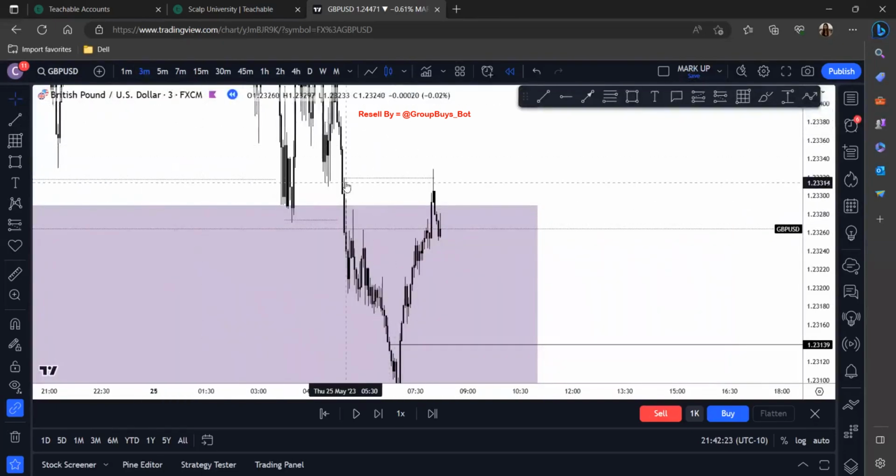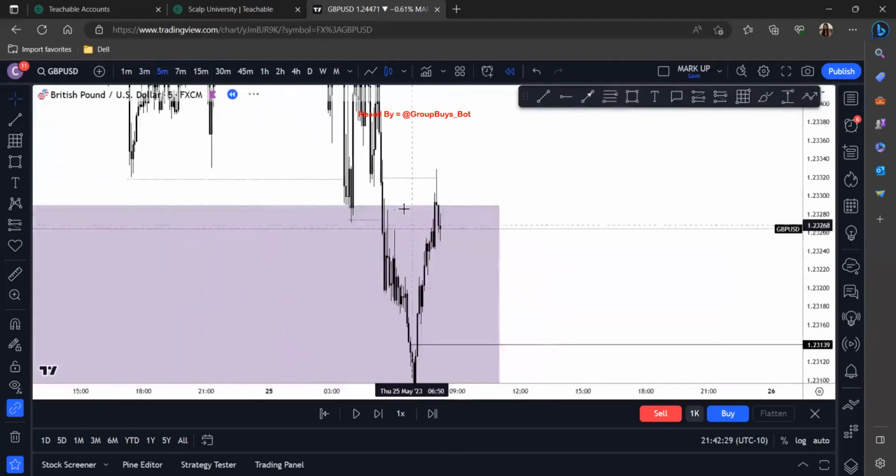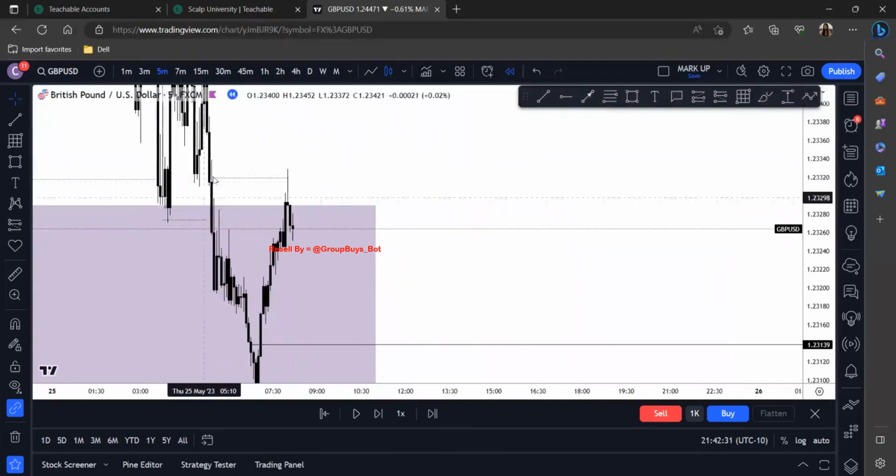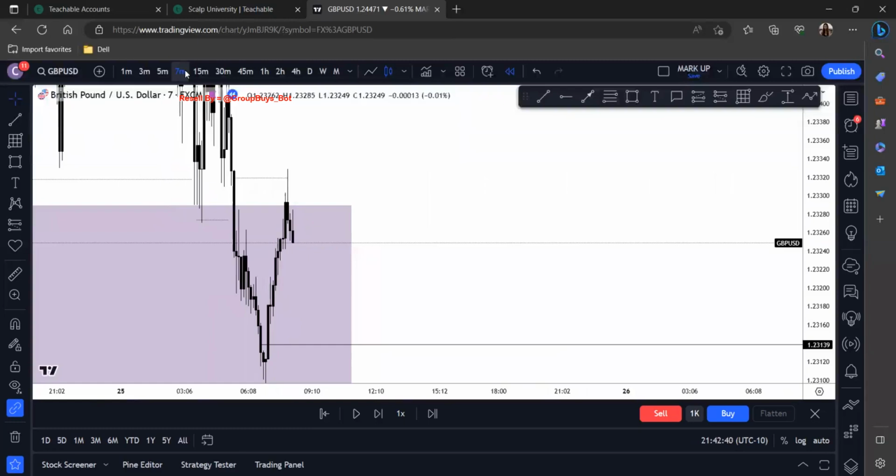So when you have the 3 minute, this is very clear, right? We tapped just above this liquidity and we fell. The 5 minute is not as clear as the 3 minute because you could be mistaken and take this as liquidity as well. So that's why you want to pay attention to all the time frames.